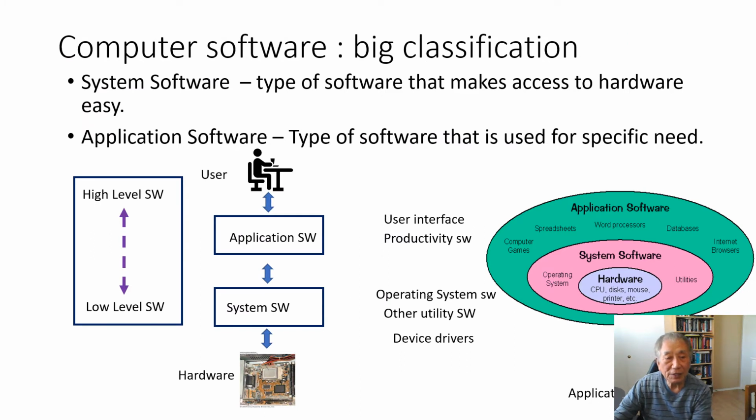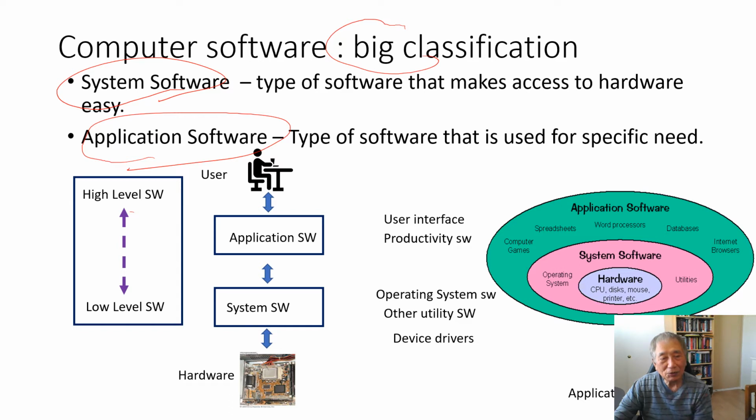So we had a little review of the software, the big classification. We said there are two types. One is system software, the other one is application software. And I told you last time, maybe you caught that, when you are downloading apps for your smartphone, tablet, or even your desktop, app actually comes from the word application. Application software is abbreviated as app.